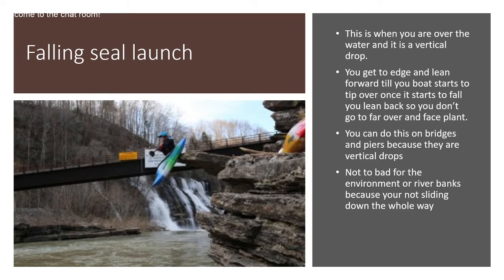How to do it is you get to the edge, lean forward till your boat starts to tip over. Once it starts to fall, lean back so you don't go too far over and face plant. The places you can do this is mainly bridges and piers, and you can do it on some river banks where it's like a straight drop, or the top of the bank is nearly over. It's not the worst for the environment because you're not actually sliding down something, but the edges of the riverbank can get destroyed if you're constantly doing the falling one because you're leaning over at that point.